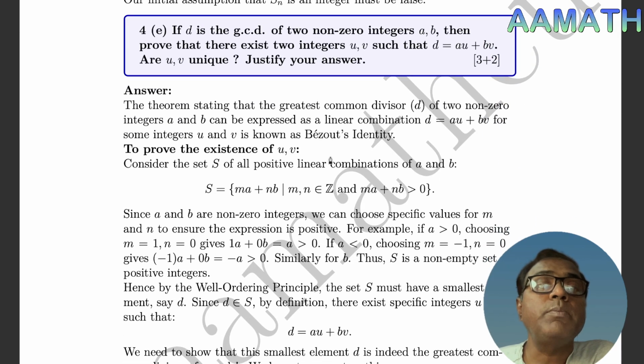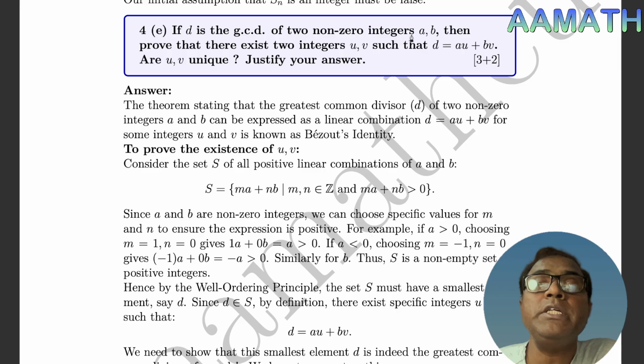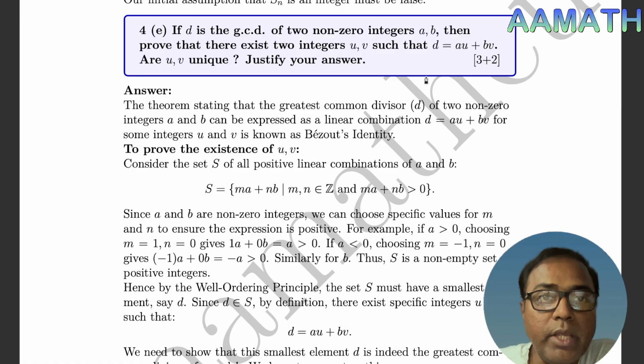Next, question 4e. If d is the GCD of two non-zero integers a and b, then prove that there exist two integers u, v such that d equals au plus bv. Are u, v unique? Justify your answer.